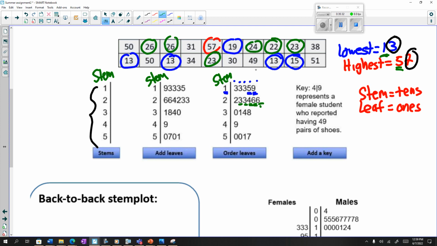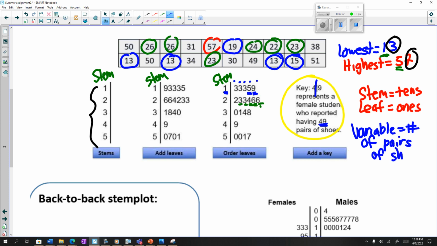And now lastly, we want to look at our key over here. It says the key represents what it stands for. So 4|9 represents 49. Specifically, it represents the female student who reported having 49 pairs of shoes. So it looks like the variable they were measuring was the number of pairs of shoes per student.